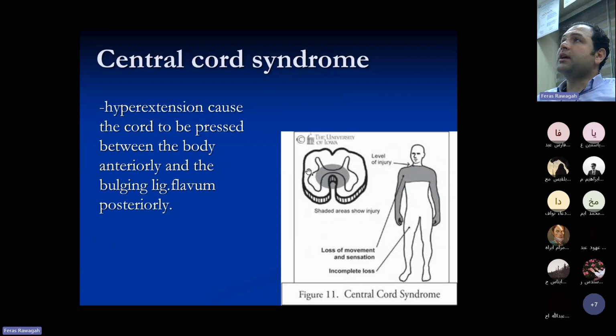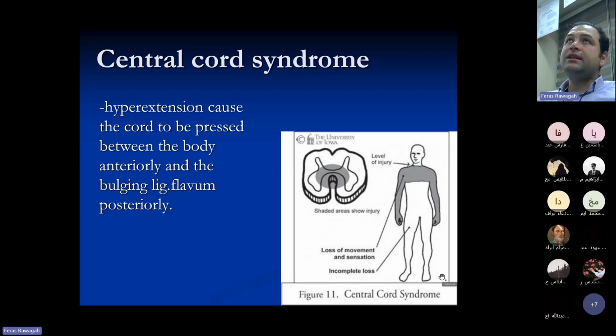Central cord syndrome, actually in central cord syndrome, all the tracts are affected, but the central parts of the tracts are affected. And the central parts of tracts, whether sensory or motor, will affect the upper limb, and this will spare the lower limbs. So what will happen?